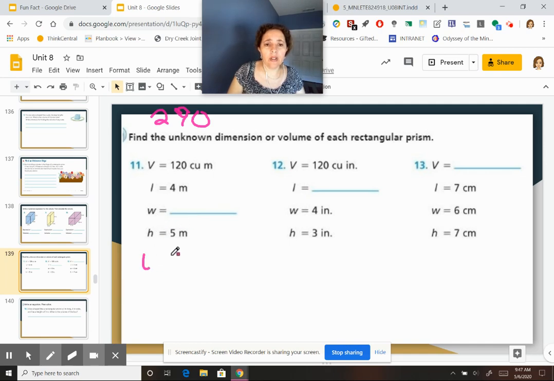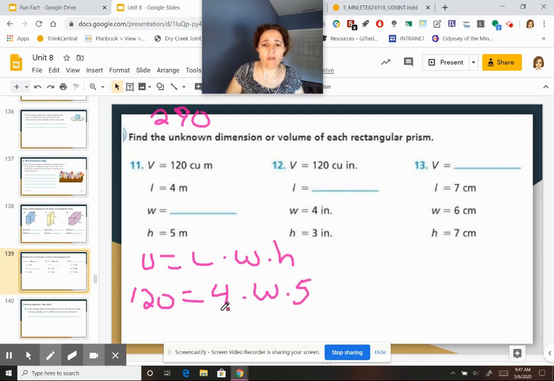Remember, volume equals length times width times height. And I know that my volume is equal to 120 cubic meters. So I know that's going to be here. That's 120. And I know my length is 4. So that's going to be there. I don't know my width, so I'm going to leave it as a W because that's my unknown. And I know my height is 5. Okay, so stop the video, see if you can solve this one, and then come back and check your answer.